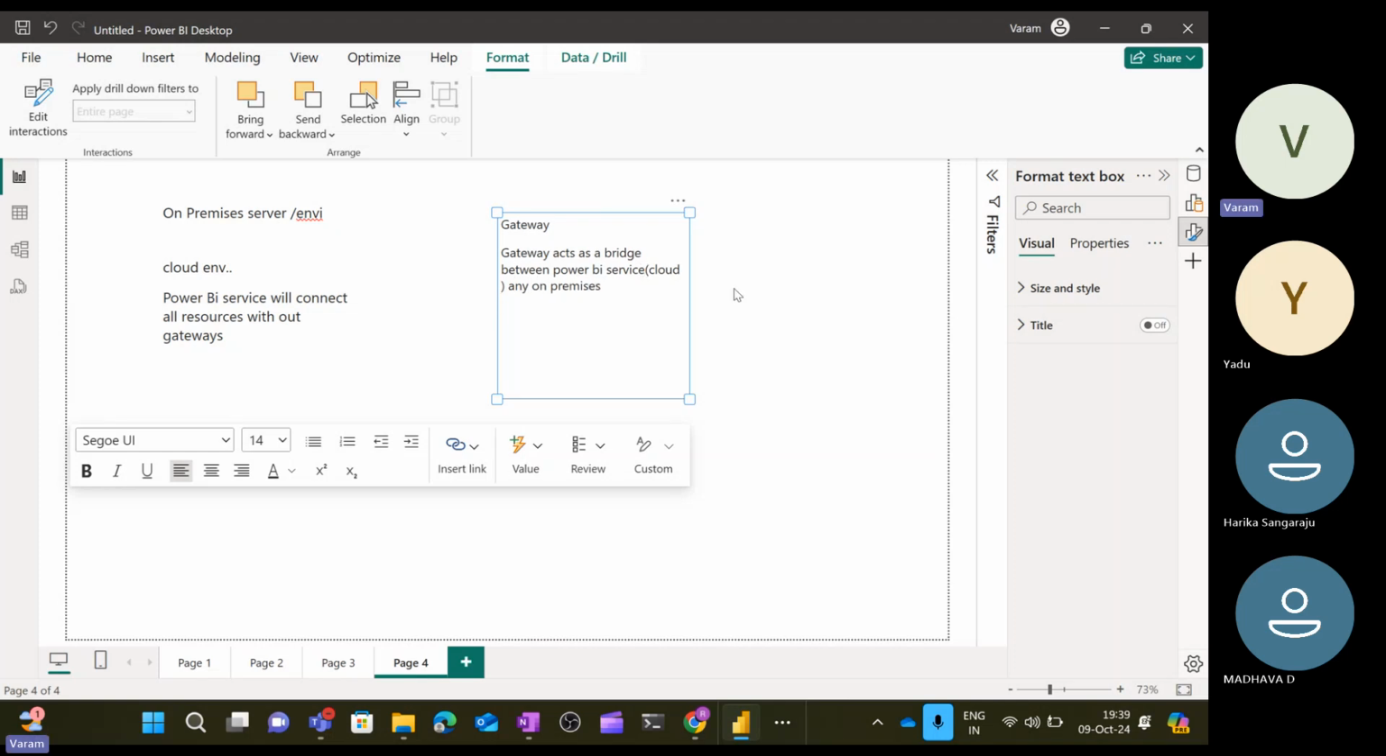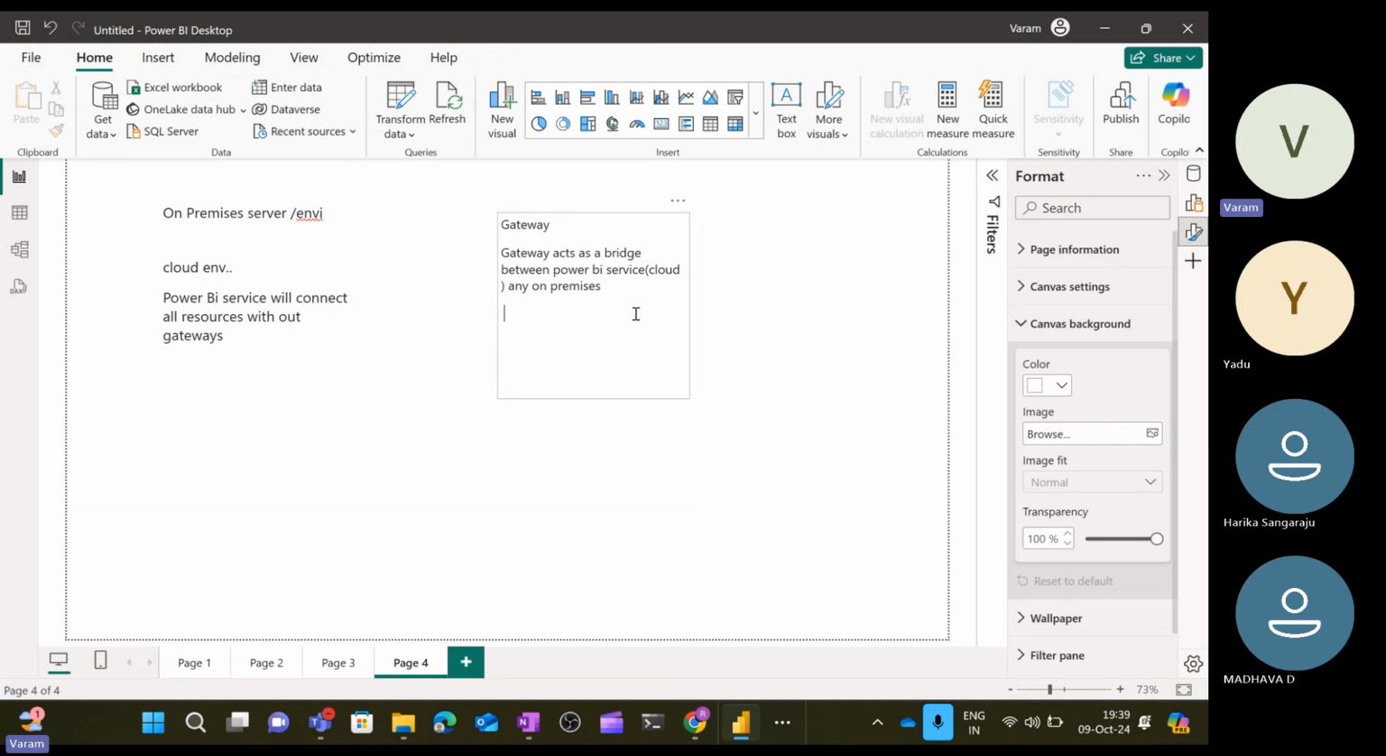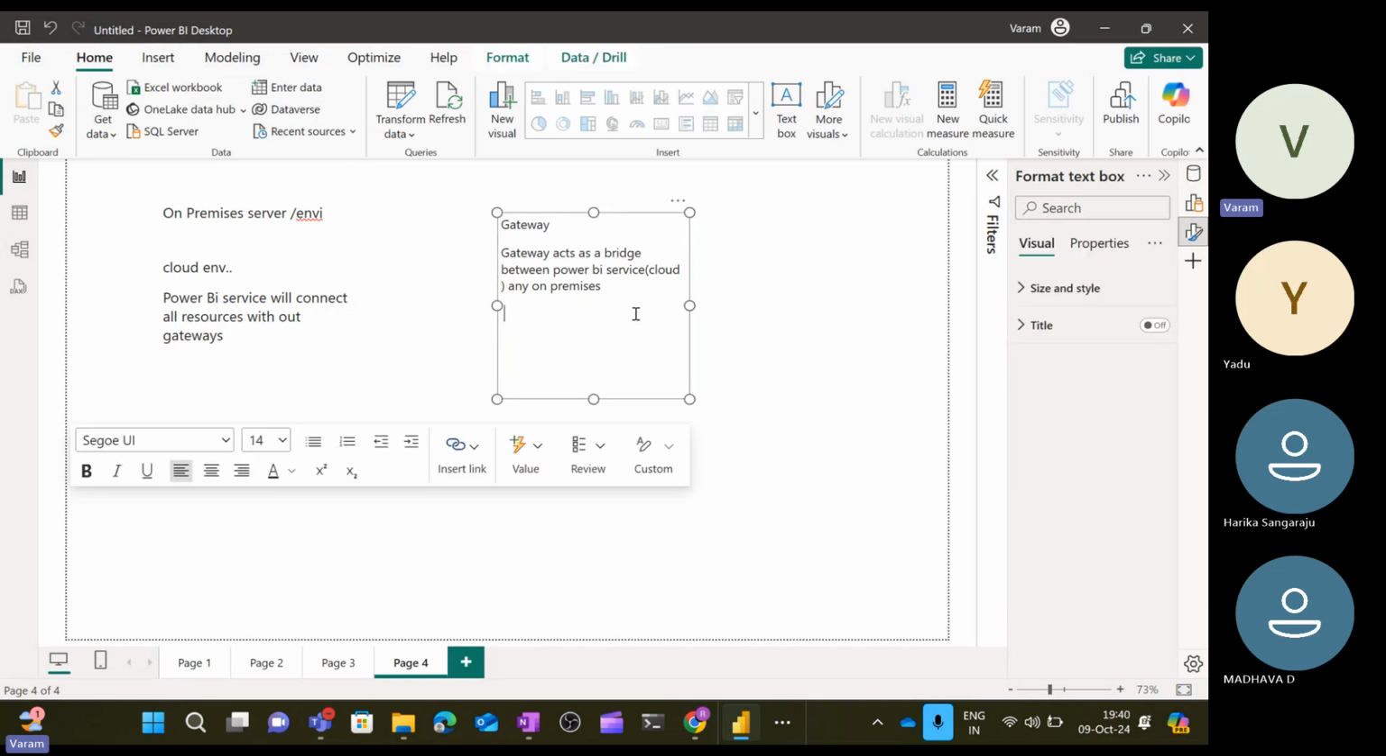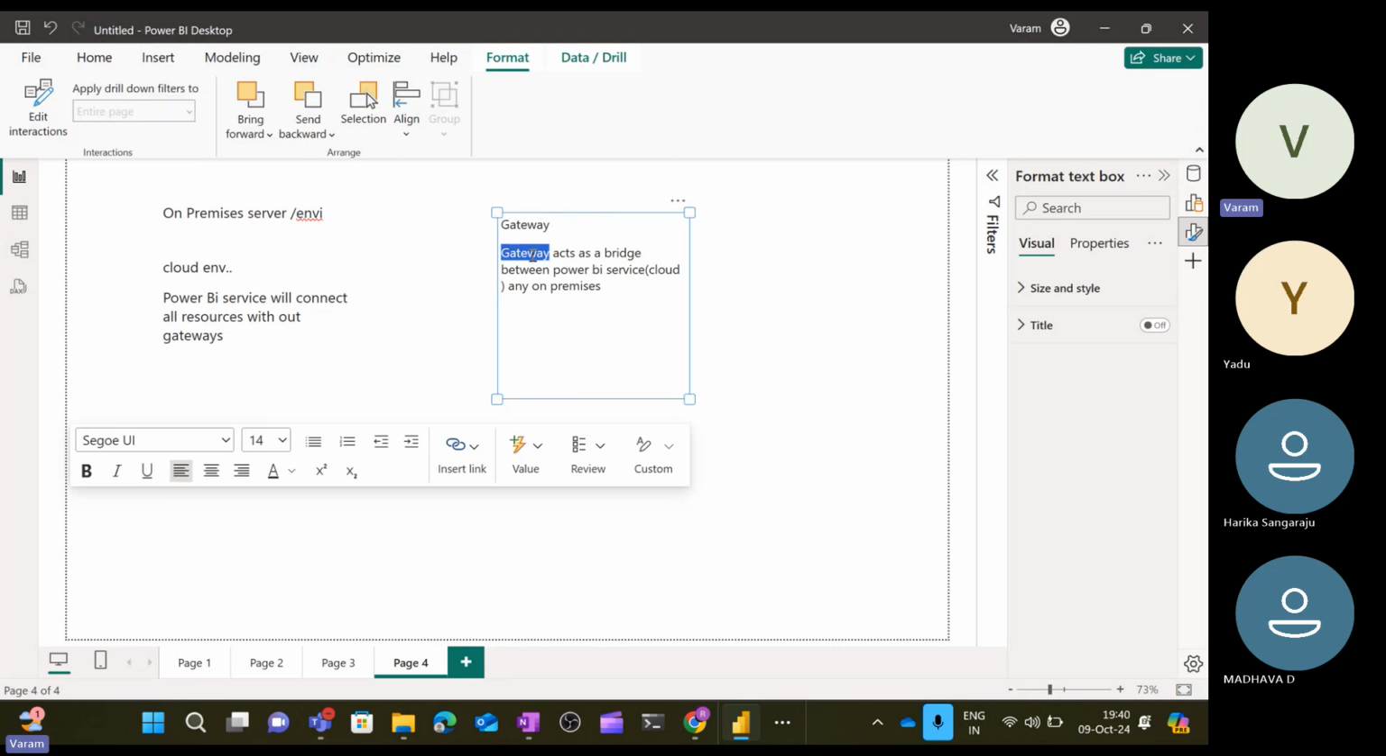You might think the connector is the same thing. The connector is only for accessing that particular environment, for example connecting to SQL in your organization. Gateways are only for refreshing the data and connecting in real time, not for connecting and importing the data. These are two different things: importing the data and connecting to the data.